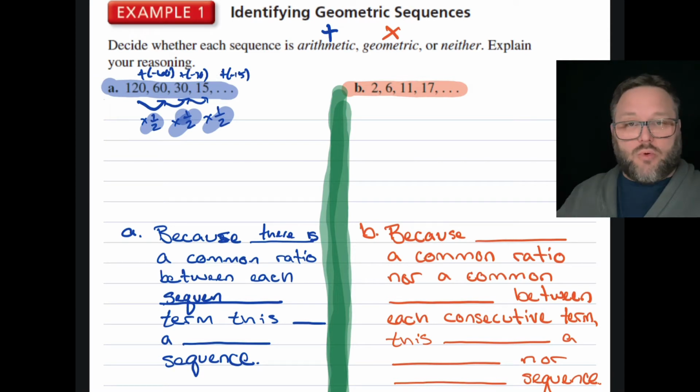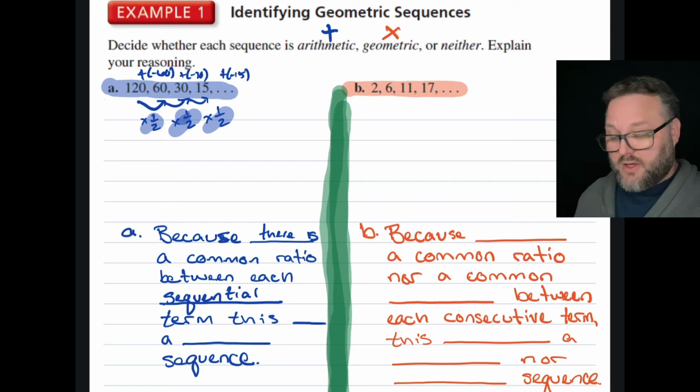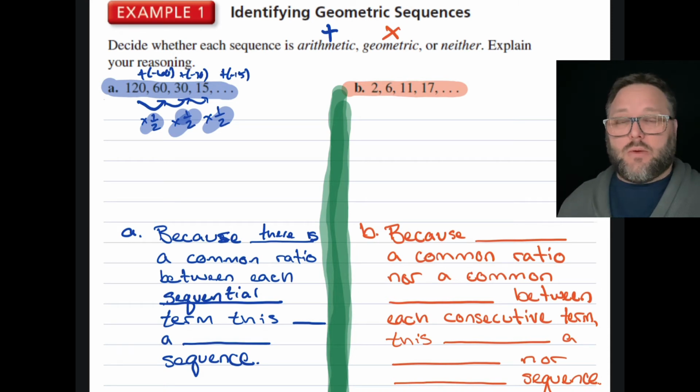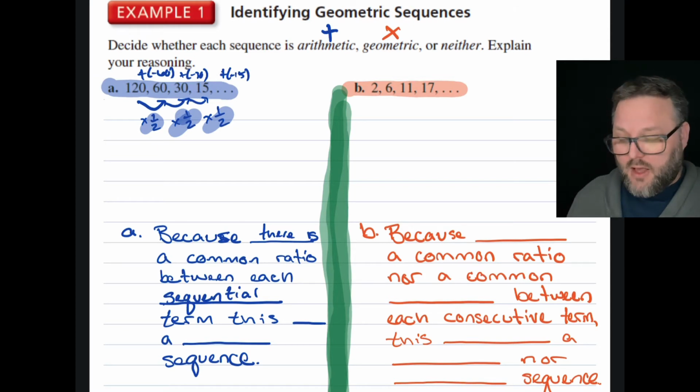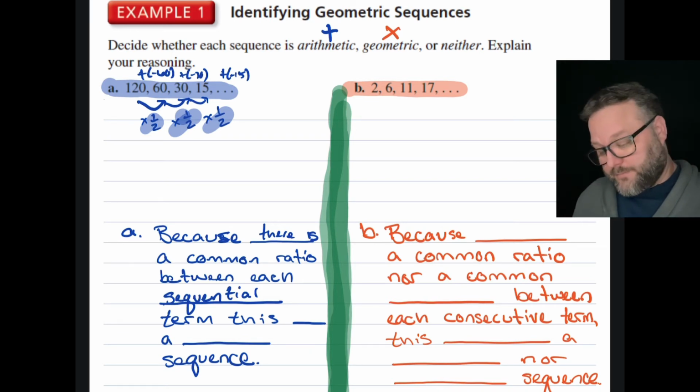I didn't jump around. Sequential, and that is important because our ratio would change if we went from 60 to 15. We wouldn't multiply by 1/2. We would multiply by 1/4, and all of a sudden it would look like our ratio changed, when in reality it didn't, because 30 is in between. We are constantly multiplying by 1/2. That's what sequential means and why it's important.